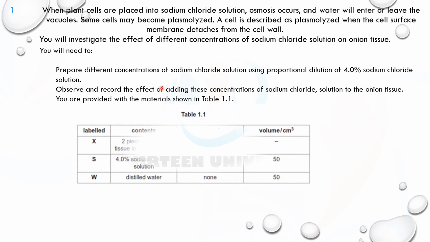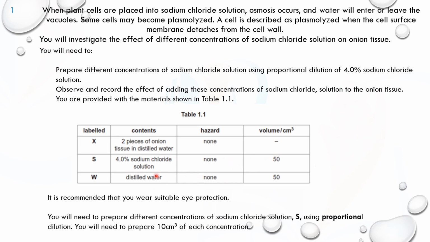Okay, let's look at what. So once you are in the lab during the exam, check this table gives an idea. Look on your bench and check all of these items labeled X. Look inside. The content should be 2 pieces of onion tissue in distilled water. So this is in distilled water, X. It's not hazardous. No particular volume. Now check S, which is 4.0% sodium chloride, not hazardous. All of this is distilled water. It is recommended that you wear suitable eye protection because onion can stimulate tears production from your eyes.